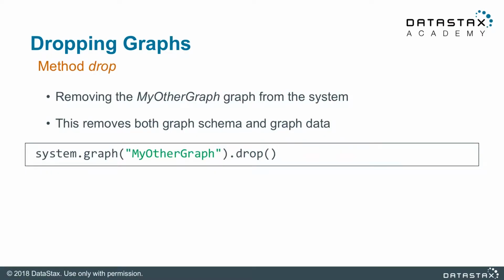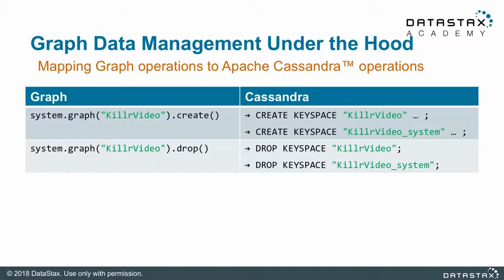Removing graphs from DSE Graph is pretty straightforward. Simply use the drop method to do so. So here we're going to drop a graph named myOtherGraph by simply specifying system.graph(myothergraph).drop. As you can see, there are parallels with Apache Cassandra schema management and DSE Graph's graph database management.